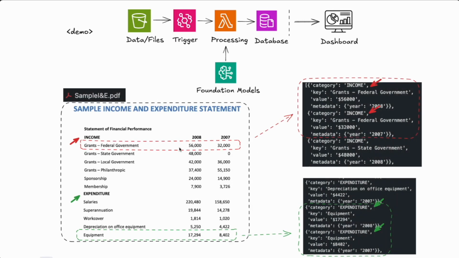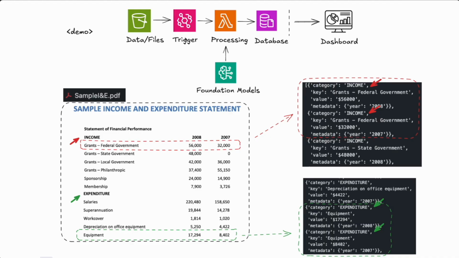Now I'm using AWS to demonstrate a sample solution covering the key steps explained in detail. Here, I'm using a sample income and expenditure statement with a tabular layout. We assume there's another data ingestion service that sends the data into AWS S3. Once the data is stored in the S3 bucket, EventBridge triggers the Lambda function for data extraction.